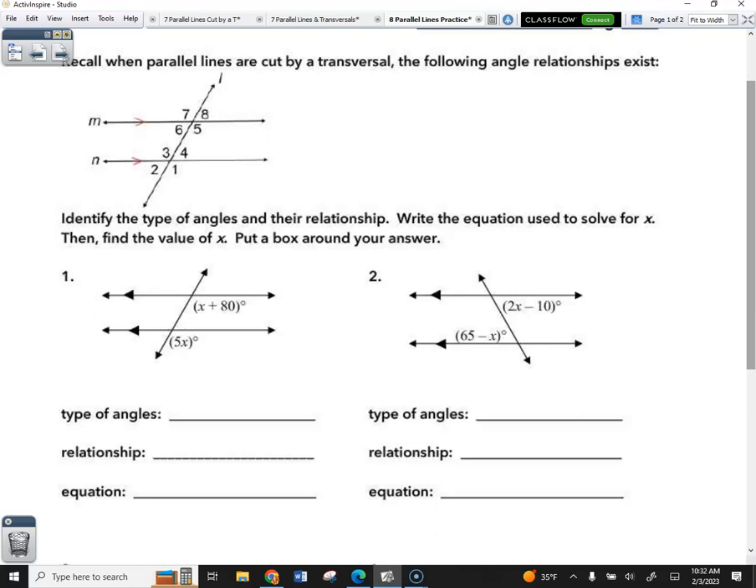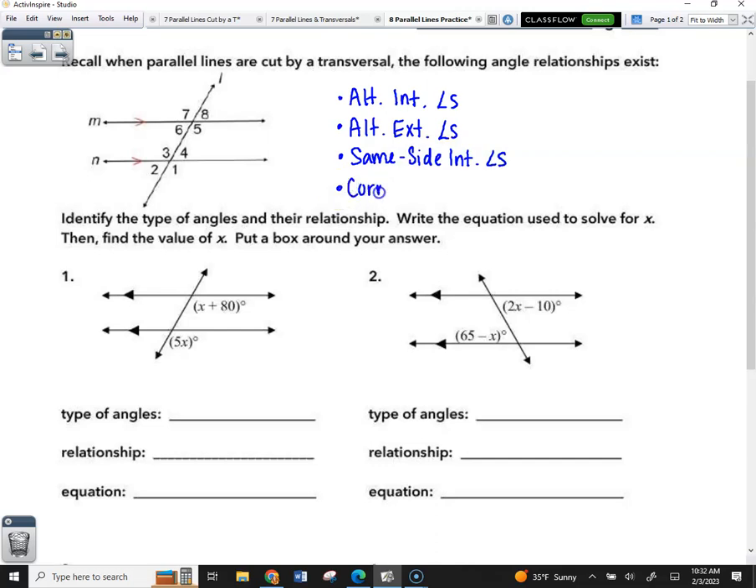All right, so first of all, recall, when parallel lines are cut by a transversal, the following angle relationships exist. Then you have this picture here. We have alternate interior angles. We have alternate exterior angles. We have same side interior angles, and then we have corresponding angles. You also have vertical angles and linear pair, but those are the 4 new vocab words.